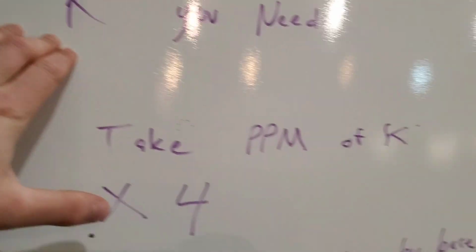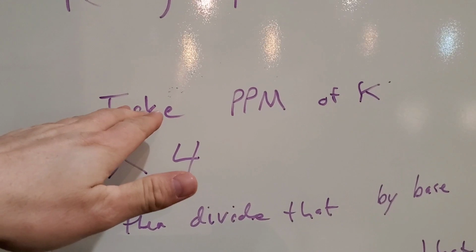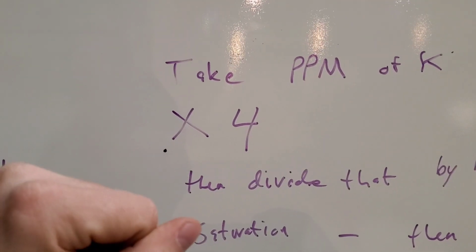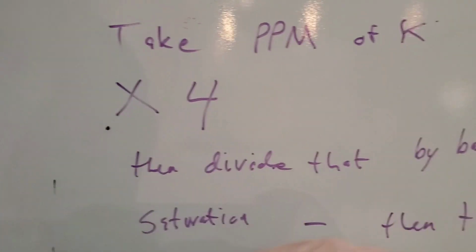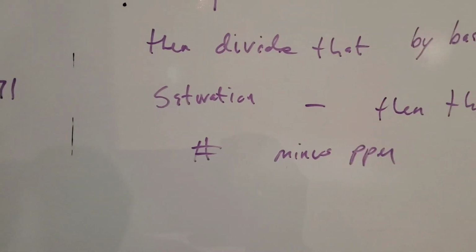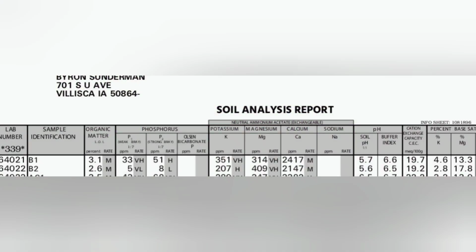What you need to do to get it into that area is take the parts per million of K times 4, and by the way, this is a 0 to 6-inch soil test. Then divide that number by your base saturation, then that number minus your parts per million. Let's do a worksheet together. Go to line 2 here.